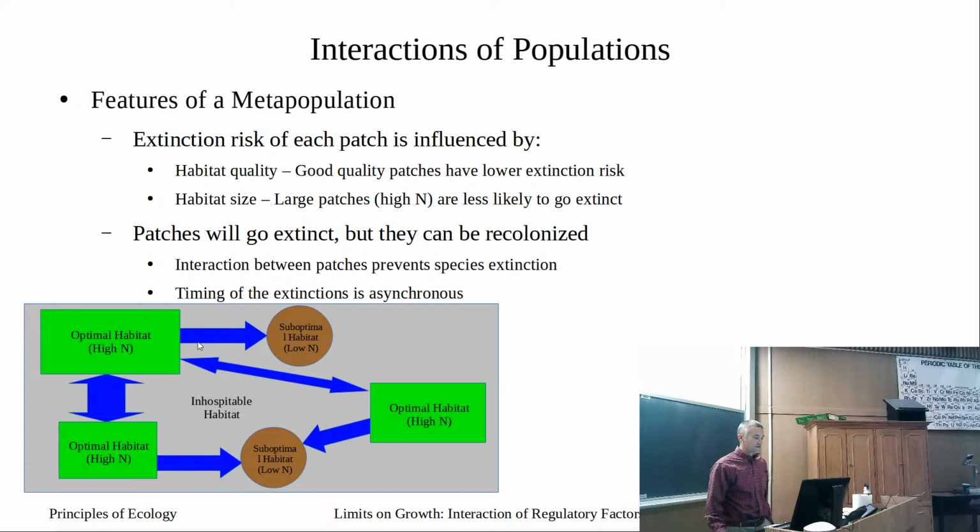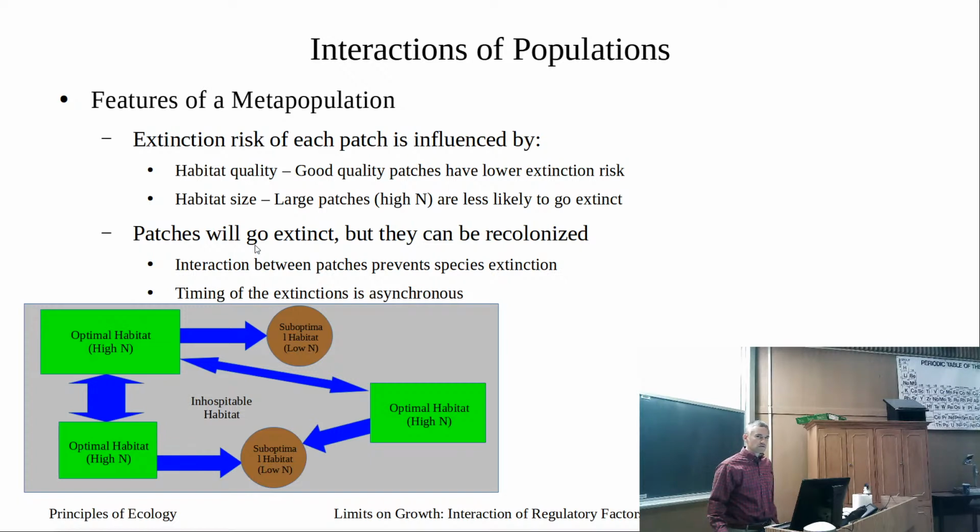How frequently the extinction occurs depends on your patch quality. So good habitats are less likely to go extinct than bad habitats. They also depend on size. So larger patches are less likely to go extinct than smaller ones.